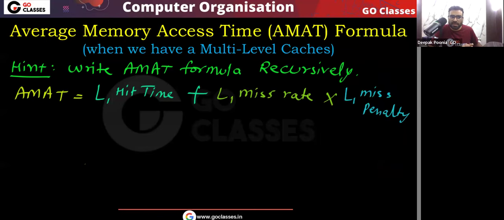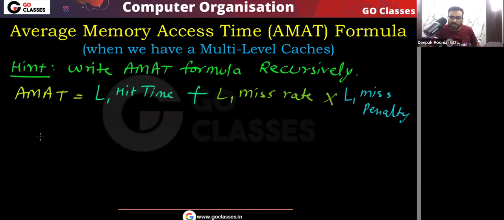That's it. Now here remember, this data is fine. This is the L1 cache access time. Now remember, this data we already know: L1 hit time, or this is called L1 access time, the L1 cache memory access time. This miss rate is also fine. Now what is this L1 miss penalty?